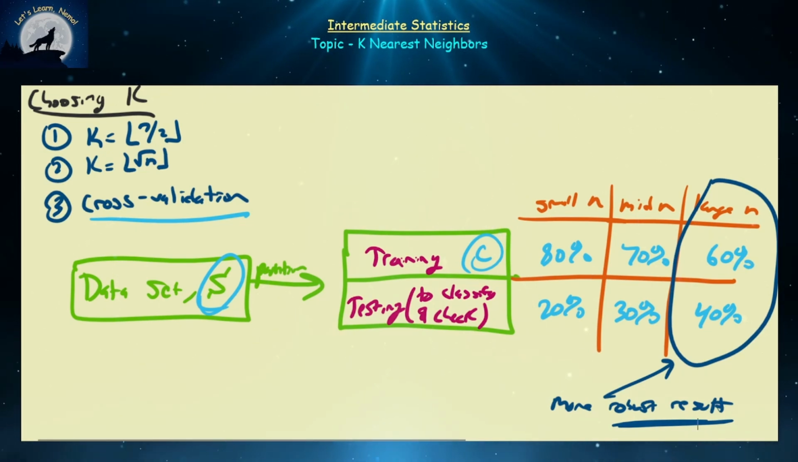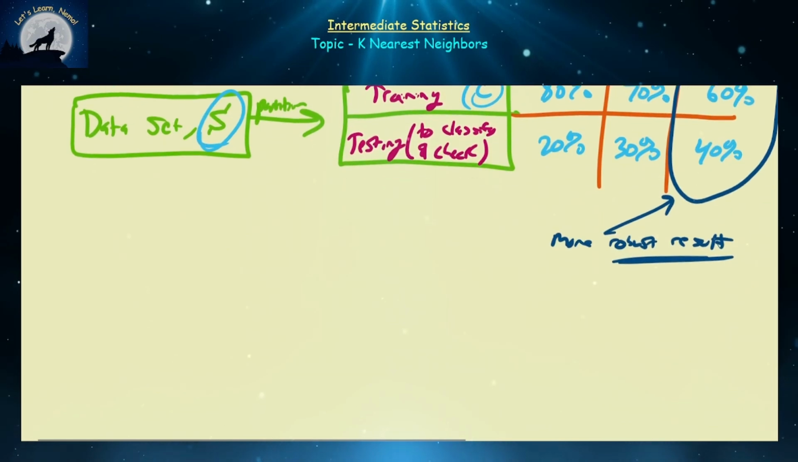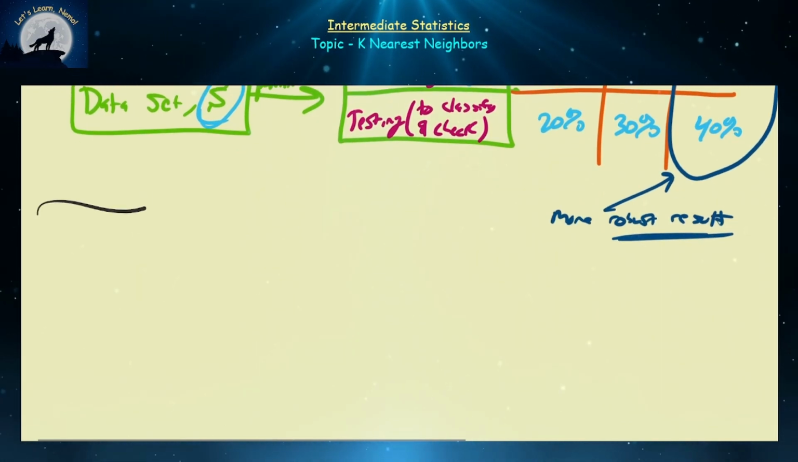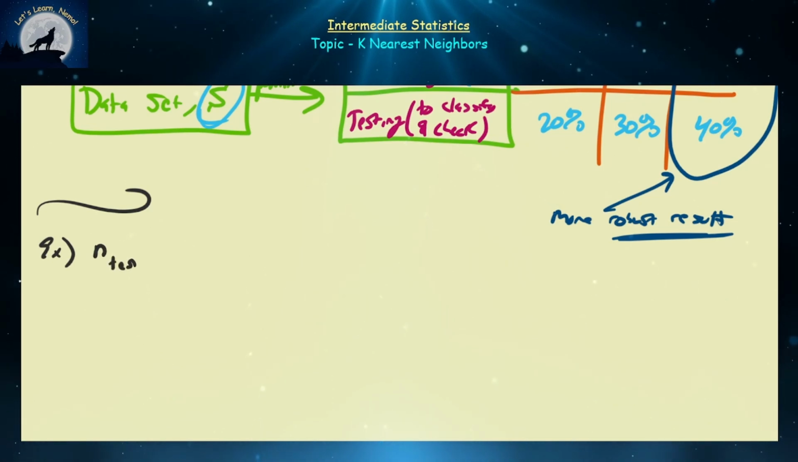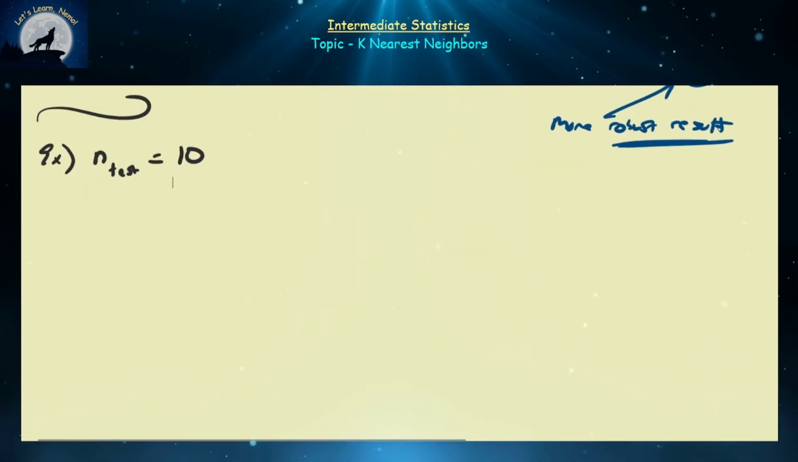So let's assume, for the sake of simplicity, that the size of your testing set is equal to 10, and the size of your training set is equal to, I don't know, 500, 400, whatever. Okay? So how is this cross-validation going to help you figure out the value of k that we need to use?